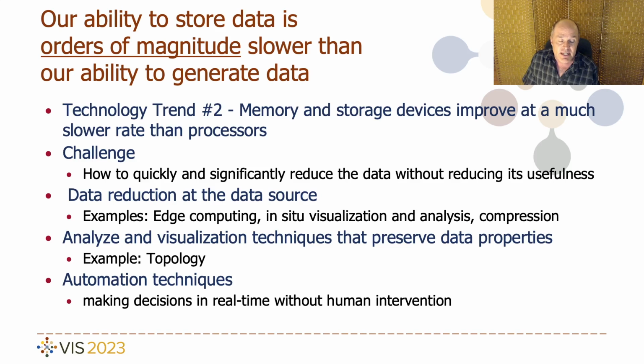We'd like to look and explore analysis and visualization techniques that preserve particular data properties. Topology is a good example, and there's been a lot of good work here. And automation techniques, because when you're having data reduction at the data source, you typically don't have a human involved. So you're making decisions, automated decisions in real time without human intervention.